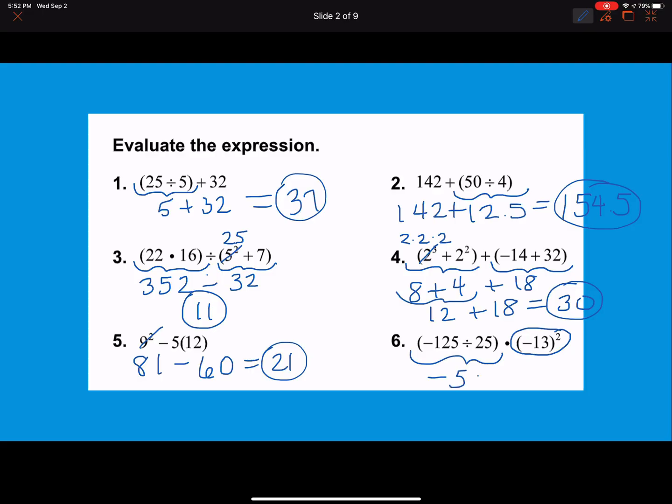I'm going to bring my multiplication sign, and over here I need to remember that this means negative 13 times negative 13 because of the location of my exponent. That's actually going to give me a positive 169. So now I'm going to take negative 5 and multiply it by positive 169, and I get negative 845 as my final answer.